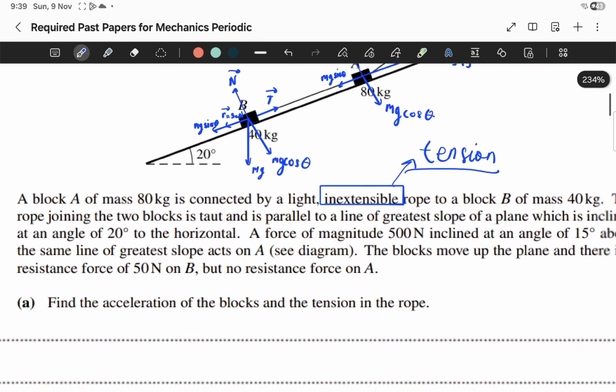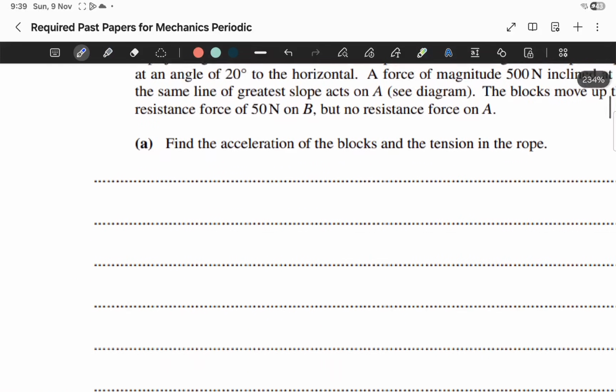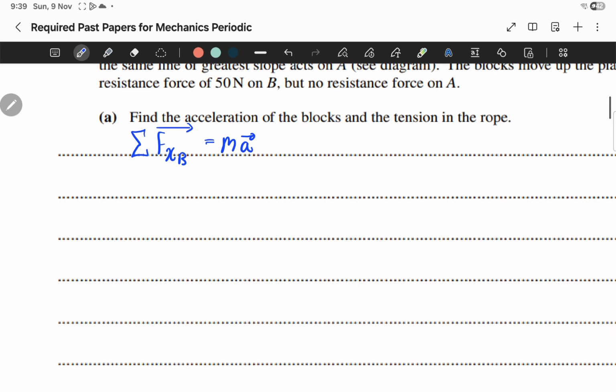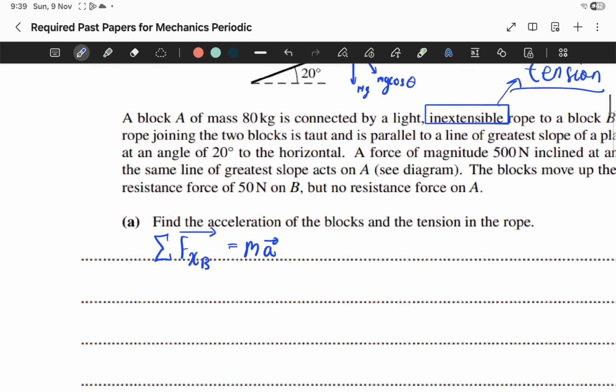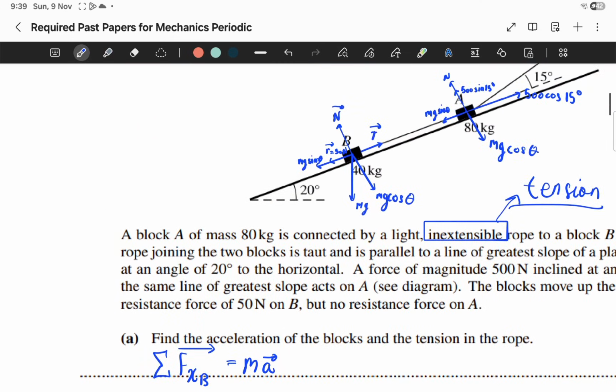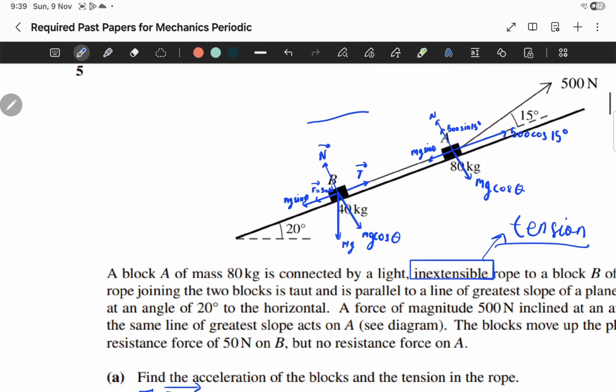Now let's start off with B, since B is the one down. We're going to write sigma F of x for B, Newton's second law. Since this block is moving upwards, it's equal to ma. What does this mean? Let's resolve all of these forces. We have tension, and we're taking the acceleration upwards, this way.